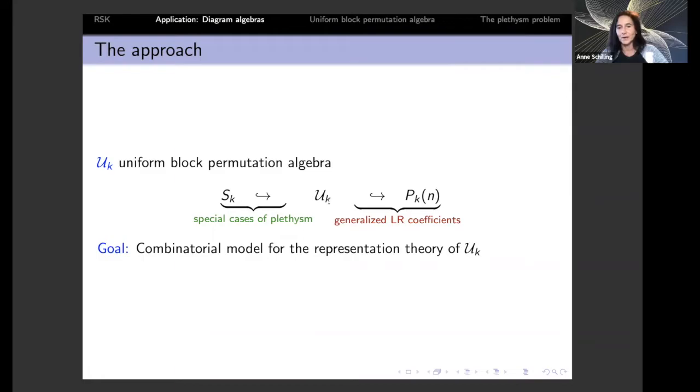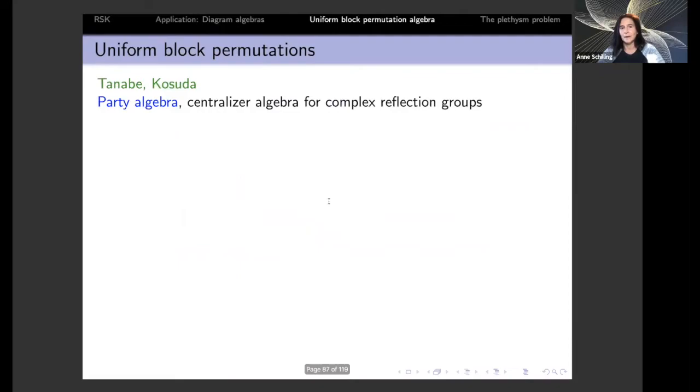So in the next couple of slides, I'm going to tell you how you can actually get a combinatorial model for the representation theory of this uniform block permutation algebra, which sits in between PK and SK. So let's do that. And by the way, in some of the literature, people also call this uniform block permutation algebra a party algebra, or the party algebra is actually a little bit more general.